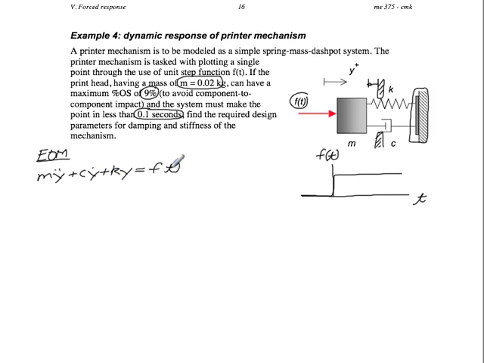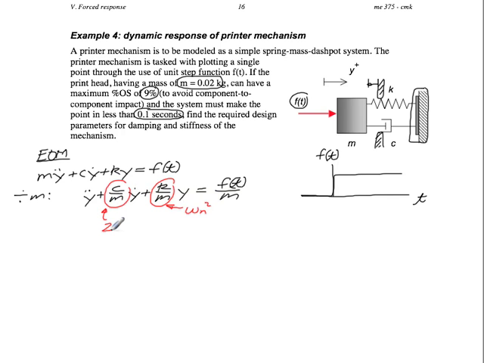If we put this in its standard form, we divide through by m, making the coefficient in front of y double dot a 1. So this is y double dot plus c over m y dot plus k over m y is equal to the applied force divided by m. And the standard form of the equation says that this is what our natural frequency squared is, and this number is defined as 2 times the damping ratio zeta times omega n.